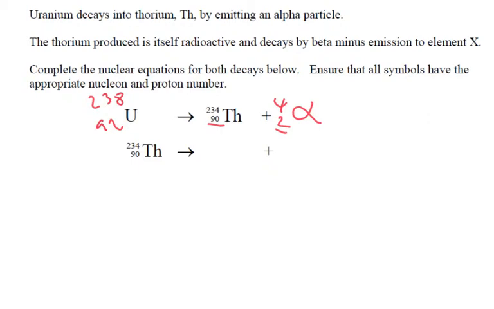And then let's have a look at the thorium. Well, that undergoes beta emission, so we've got minus 1 here and 0. So 234 is not going to change, but the proton number is actually going to become 91, which, checking my periodic table, is protactinium.